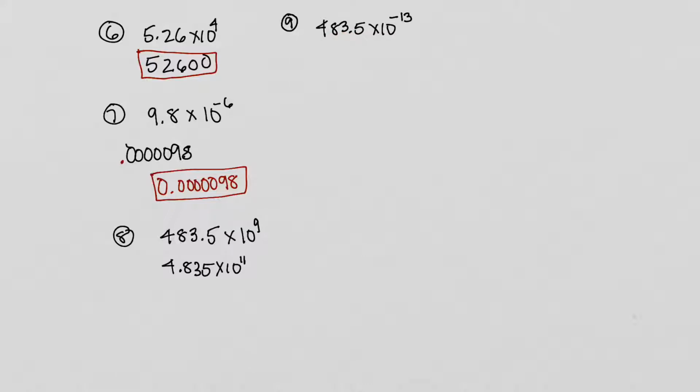So we're going to write this now as 4.835 times 10 to the... Now, it was 13 up here. Back it off. 12, 11. So we still are going to write our negative 11 here.